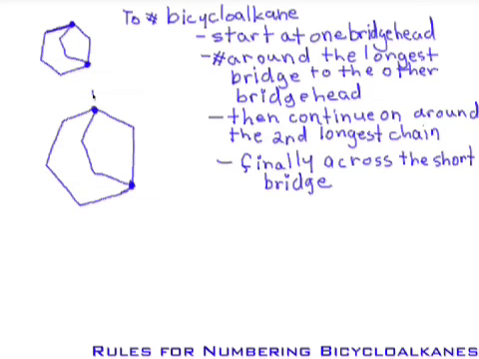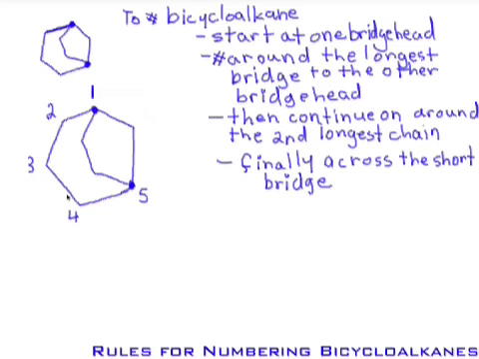So you start at the bridgehead, 1. Would I start at this bridgehead? Well, I would start at the bridgehead that ends up giving me the smallest number for a substituent. But in this case, since there are no substituents, it doesn't matter. So I must go through the longest bridge first. That's a rule. It doesn't matter if there's a priority group on a shorter bridge, you always go through the longest bridge first. So 1, 2, 3, 4, 5.